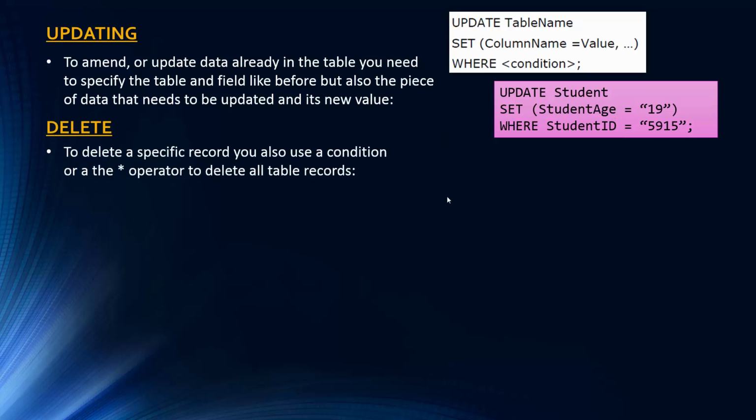And to delete, I'll explain this in a second because I know what's coming. Another way to amend data is just to delete it. To delete a specific record, you could use just a condition like the WHERE condition, or this wildcard operator, as we call it, to delete all the table records. So just to delete everything, DELETE ALL FROM table name, just gets rid of all the records.